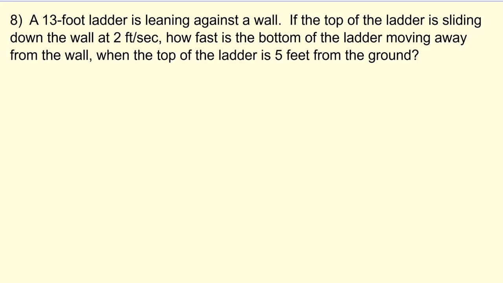All right, a 13-foot ladder is leaning against a wall. If the top of the ladder is sliding down the wall at 2 feet per second, how fast is the bottom of the ladder moving away from the wall when the top of the ladder is 5 feet from the ground? Okay, so we need to picture what's going on here. So we have the ground, we have a wall, assuming that those are perpendicular to each other, and we have a ladder leaning against the wall. So, step 1, draw a picture.